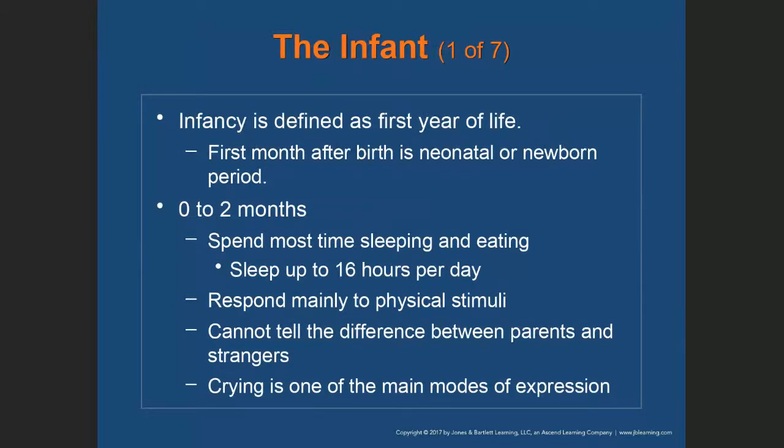The infant. Infancy is defined as first year of life. First month after birth is neonatal or newborn period. 0 to 2 months. They spend most time sleeping and eating. They sleep up to 16 hours a day. Respond mainly to physical stimuli. They cannot tell the difference between parents and strangers. Crying is one of their main modes of communication.